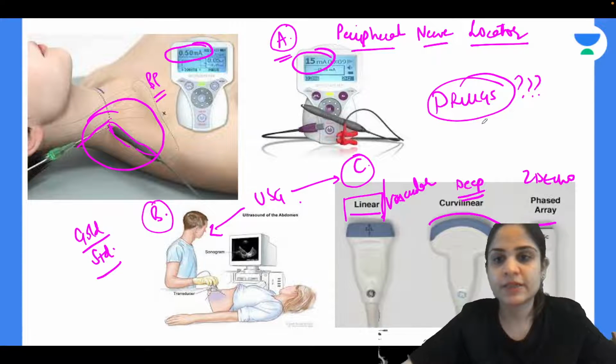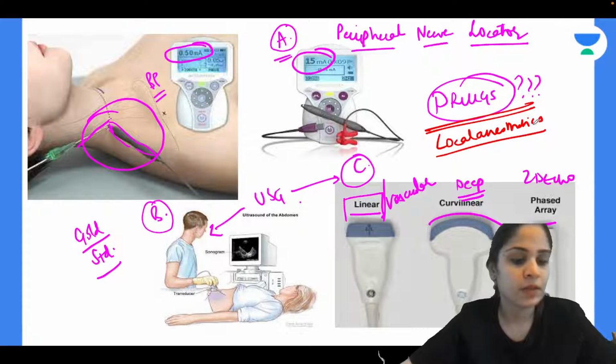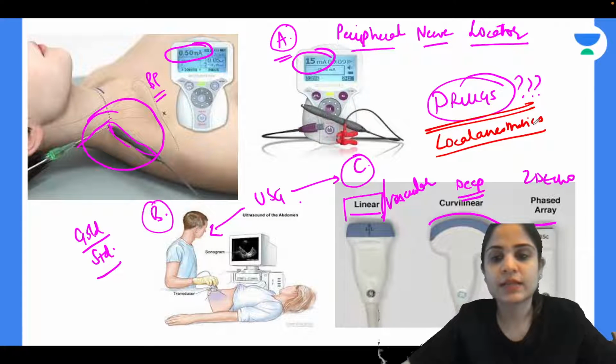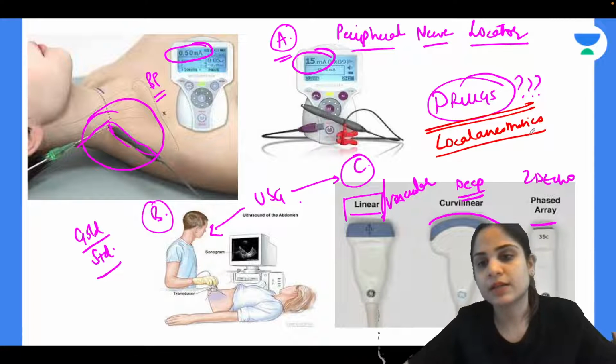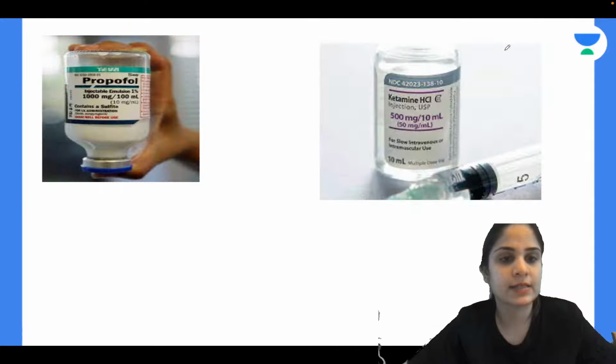Yes, not specifically lidocaine. You're half correct over here. So the drugs that we are bothered about are nothing but local anesthetic agents, okay? So local anesthetic agents like your lidocaine, bupivacaine, ropivacaine, prilocaine, all of them are the drugs that we use for regional anesthesia, okay?